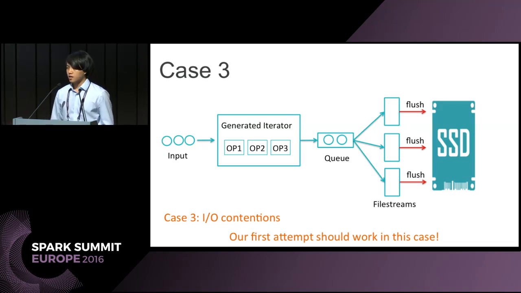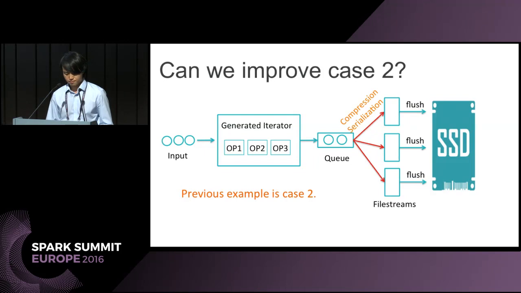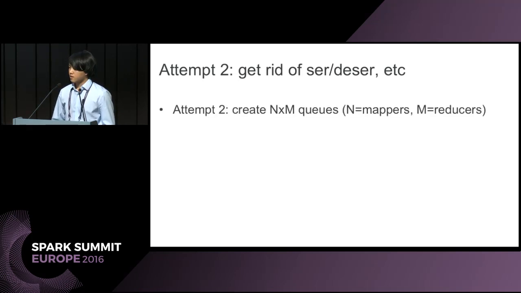So how do we improve Spark Shuffle's performance, given those breakdowns and given those understandings? In particular, how do we, for example, solve the previous example where it's actually case 2 and things are bottlenecked on serialization and compression? So the idea is pretty simple. We have to do serialization and compression because we want to write the records out into binary format. And to get rid of that, we can just not do that.